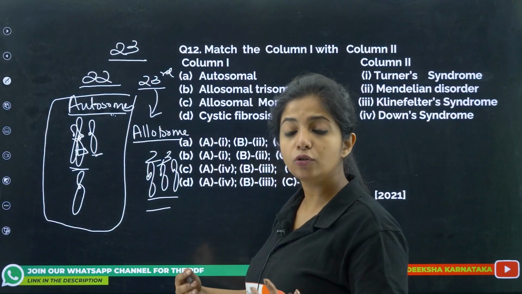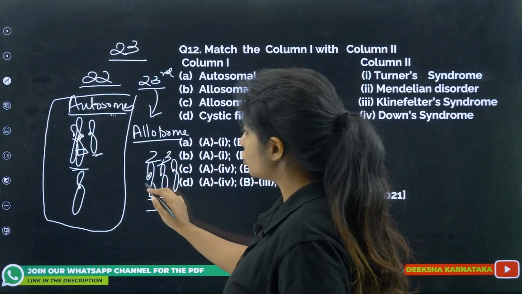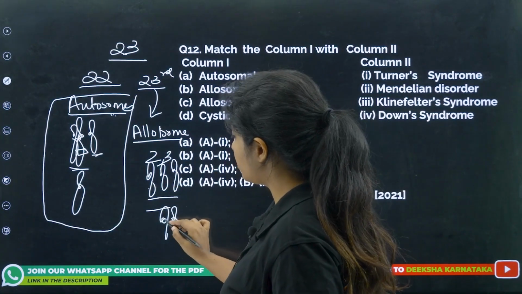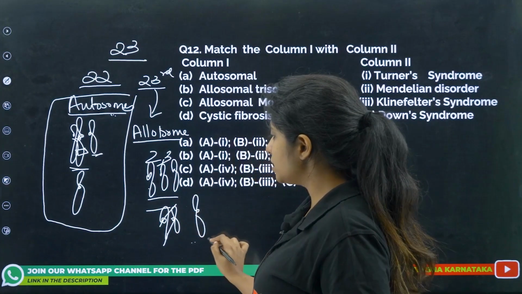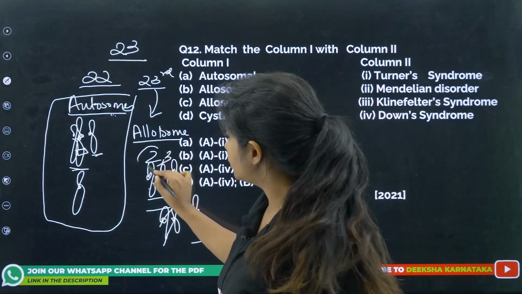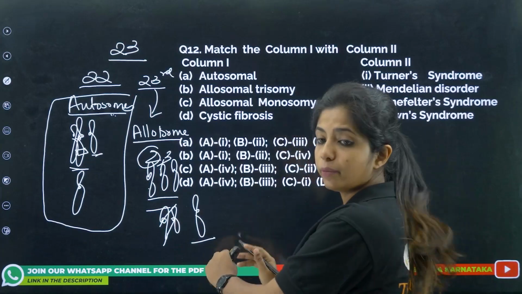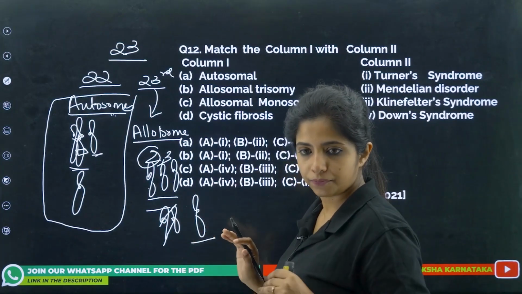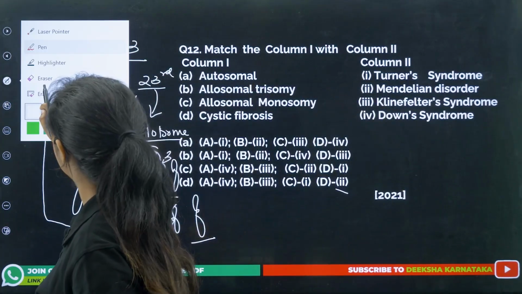Okay, what do you mean by allosomal monosomy? That means it should actually be 2 in number, but only 1 is there. That means in the allosomes which should be 2, there is only 1 coming. That means you are talking about allosomal monosomy. Okay, now a little thingy for you.